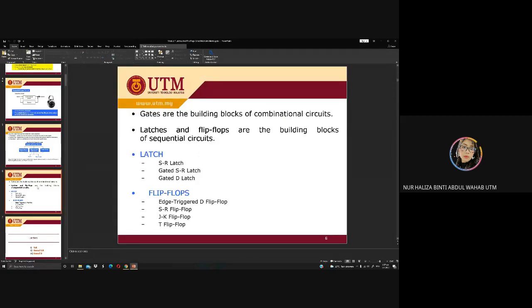And about the latch, what types of latch are available? SR latch, gated SR latch, and I already mentioned yesterday, gated SR latch is not equal to the SR latch. What is the biggest differentiation for the gated SR latch? We got the EN there.